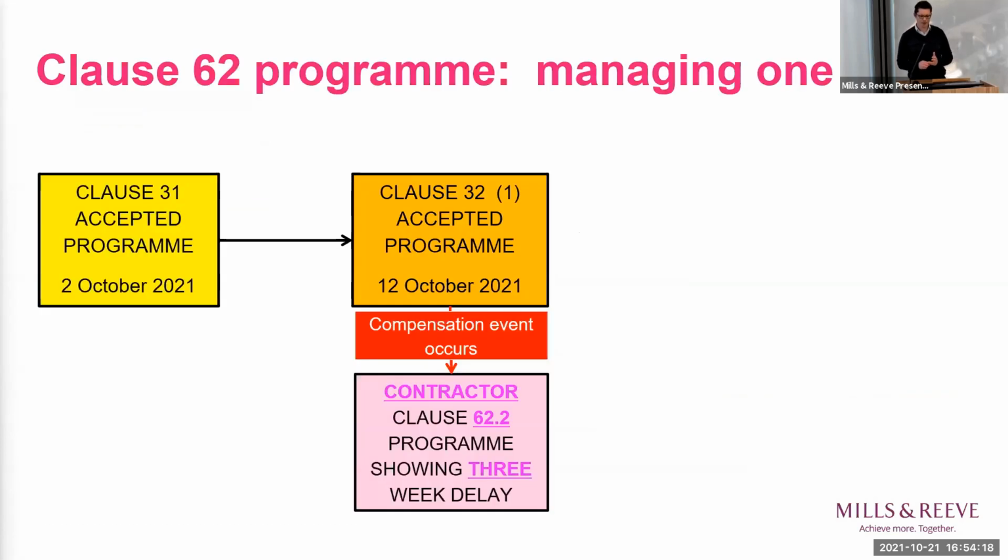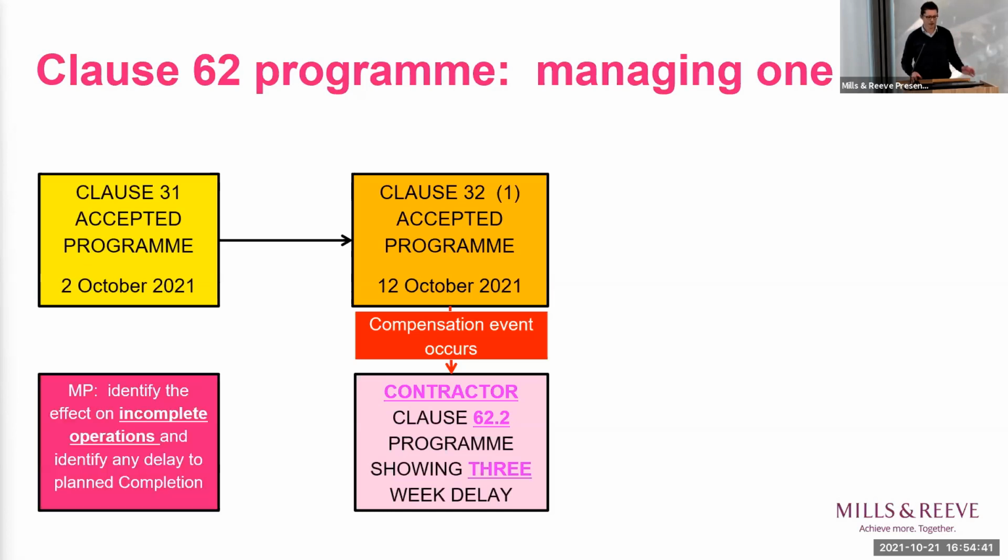So how does that work out in practice? If we take a few examples, so if we assume that Alex's clause 31 and 32 programs are the day-to-day programs, if a compensation event occurs, the contractor issues under 62.2 its assessment of the effect of that compensation event on the program. And both parties in doing so should identify the effect of the event itself on incomplete operations. And that can be quite fiddly from a factual perspective, but both parties are required to do that either within 3 weeks or within 2 weeks.